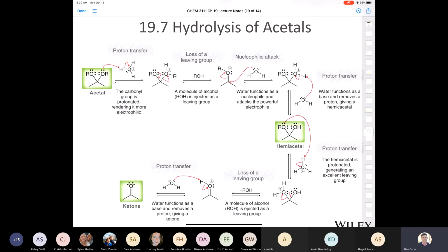And if you've looked at this mechanism already, which I hope you have, because you should always be keeping up with the reading of the textbook, you'll notice that this entire mechanism is nothing more than just the reverse of acetal formation.